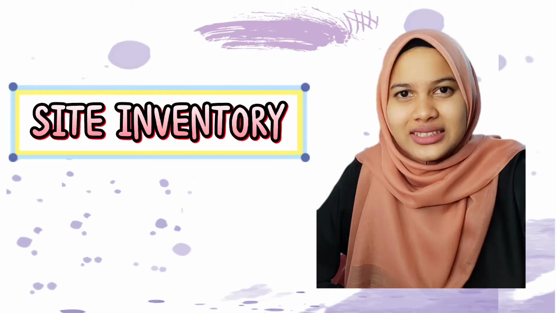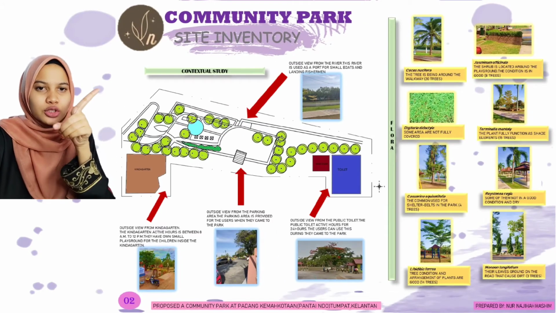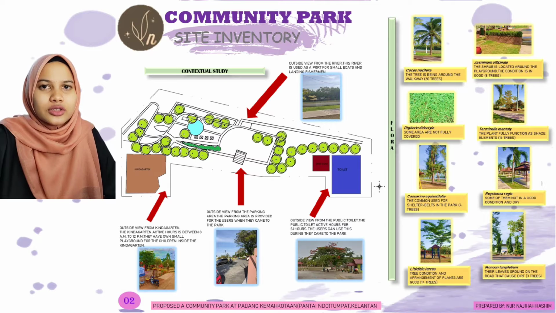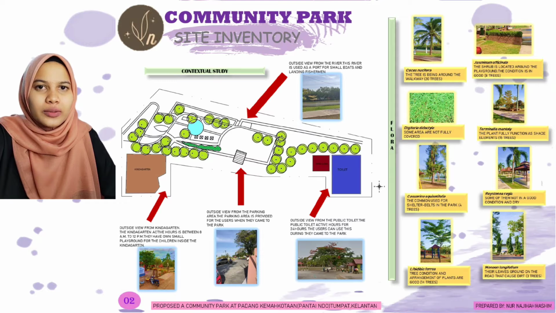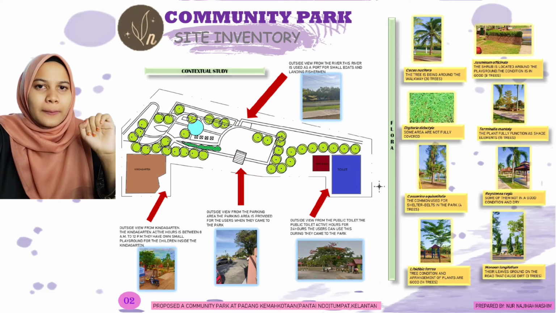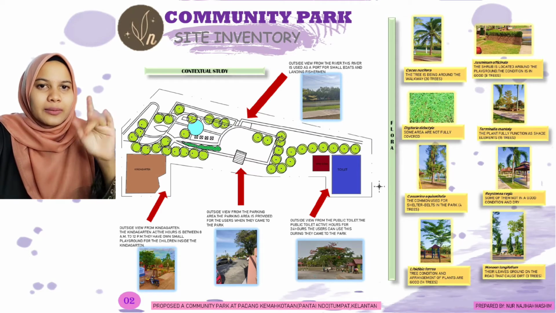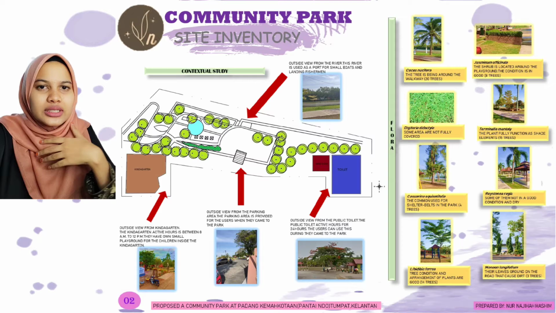Okay, next I will go to the site inventory board. I will start with contextual study. So this is the outside view from the river. This river is used as a port for small boats and landing fishermen. Next, outside view from the public toilet. The public toilet is active for 24 hours. The users can use this when they come to the park.